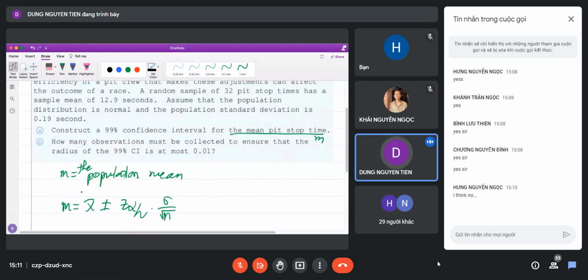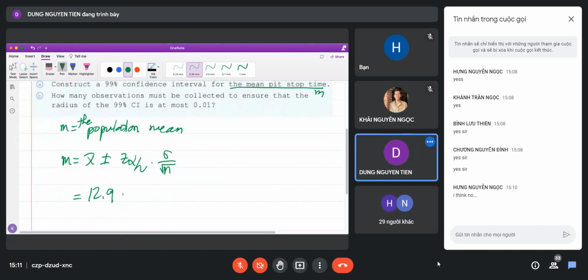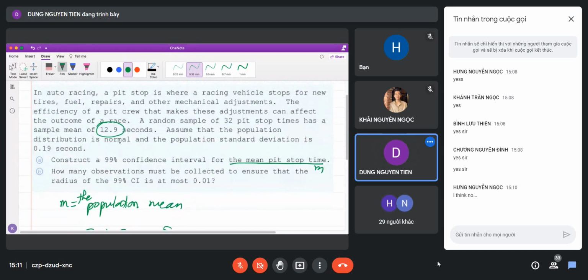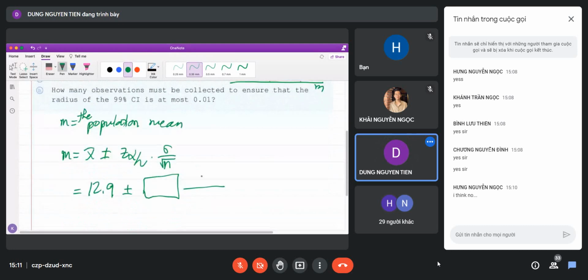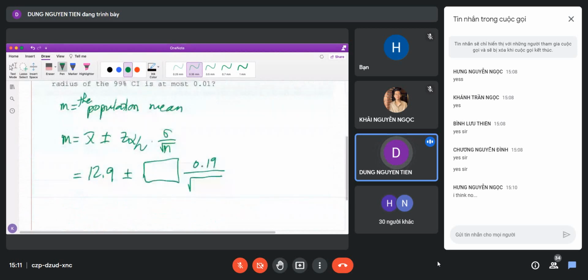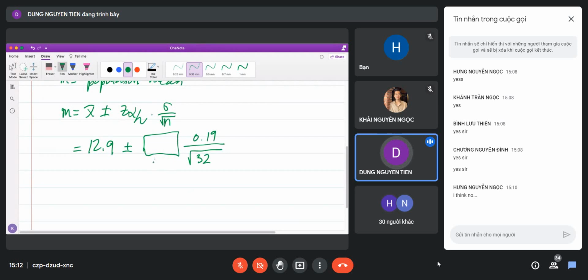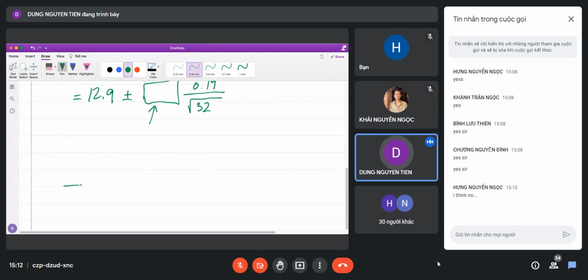The sample mean is simply 12.9 seconds plus or minus the value Z. Sigma is 0.19, so you get 0.19 over the square root of N, and in this case N is 32. Then you need to determine the Z value. How can you determine that value?